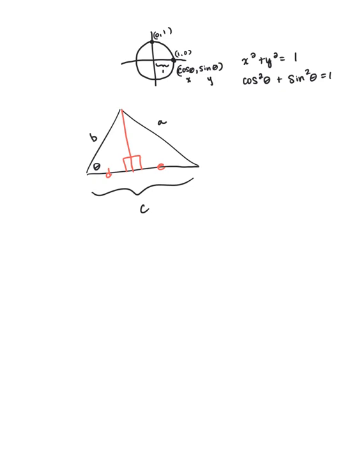So now I'm going to represent cosine of theta. Cosine theta is equal to D over B. So therefore, D equals B cos theta. Now, to get E, E is equal to C minus D. So therefore, E is equal to C minus B cos theta.